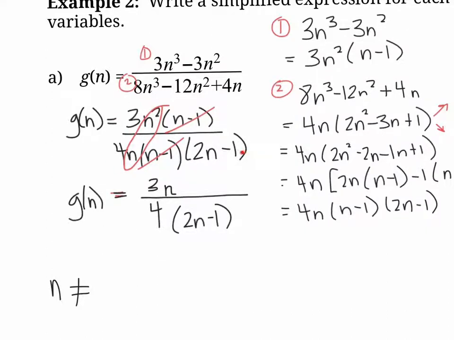So what can't n be? Let's look here. If we set 4n equal to 0, we find that n cannot be 0, because 4 times 0 would make the whole thing 0. How about here? If we set this equal to 0, we'd find that n cannot equal 1. And then this one, if we set this guy equal to 0, we'll find that n cannot equal a half. So this is a simplified rational expression with the restrictions.